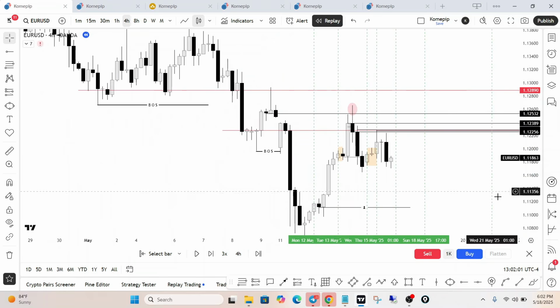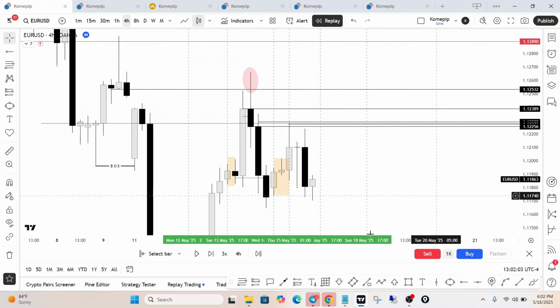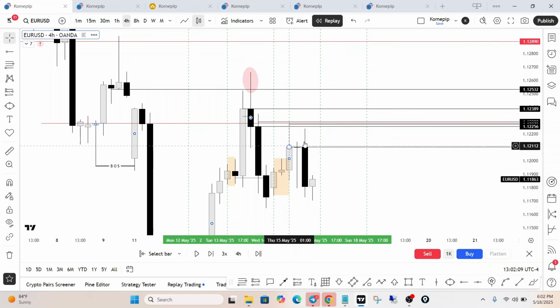Of course, on the 4 hours, what can we see? On the 4 hours, we are seeing this zone. I see this zone as a fresh zone because of this indecision candle.